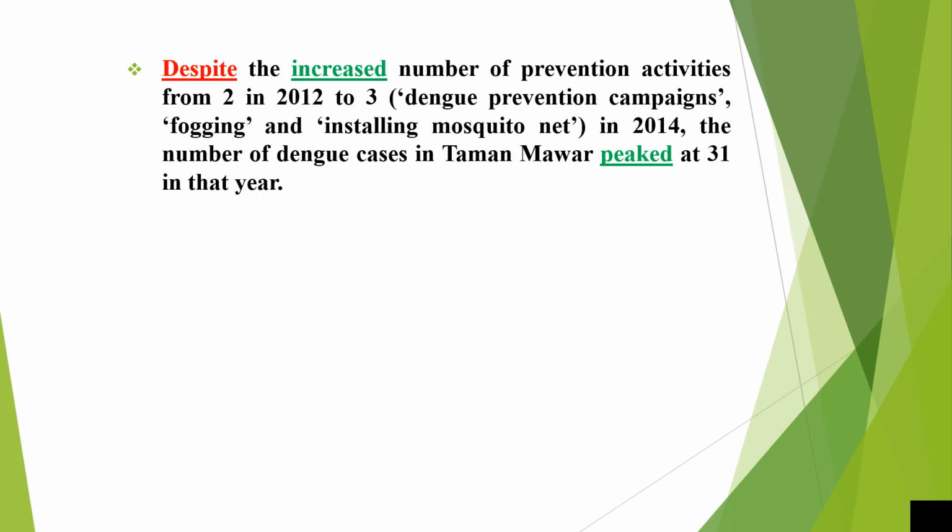Shall we look at the examples of synthesis? The first one. Despite the increased number of prevention activities from 2 in 2012 to 3, which are dengue prevention campaigns, fogging, and installing mosquito net in 2014, the number of dengue cases in Taman Mawar peaked at 31 in that year. So you can see now how the information from table 1 is linked to the number of dengue cases in figure 1.